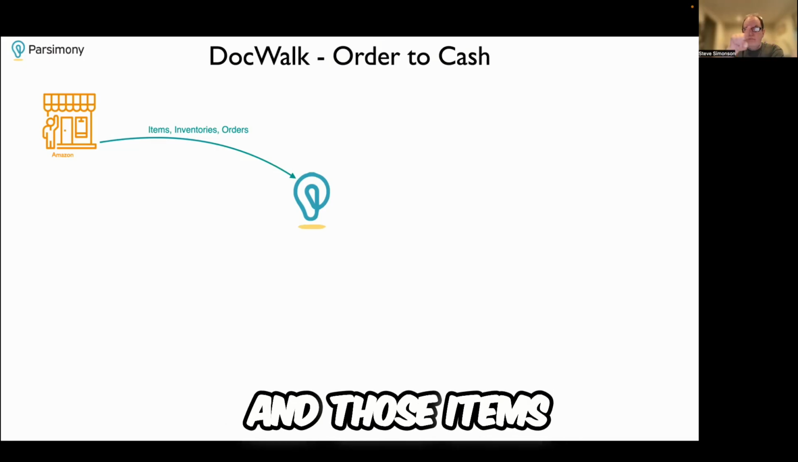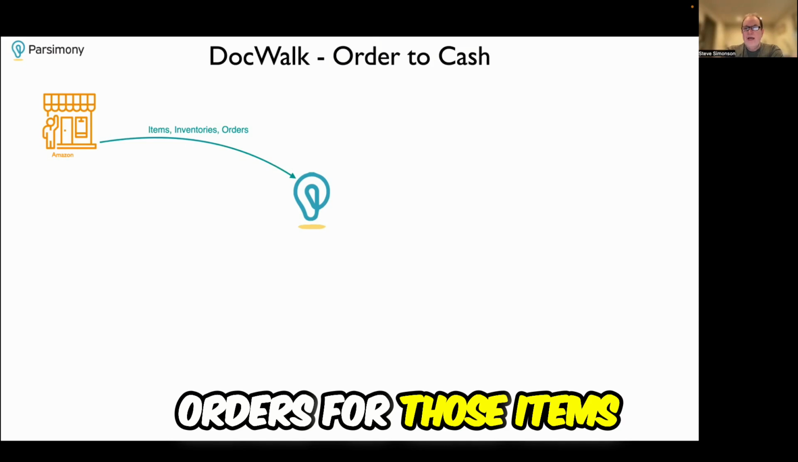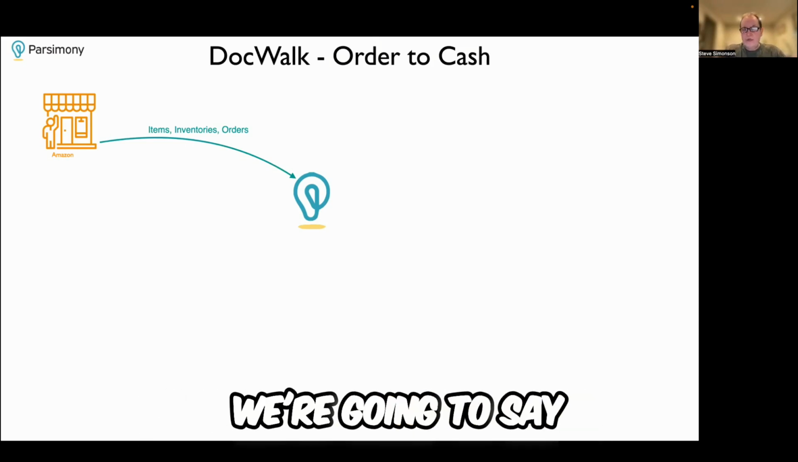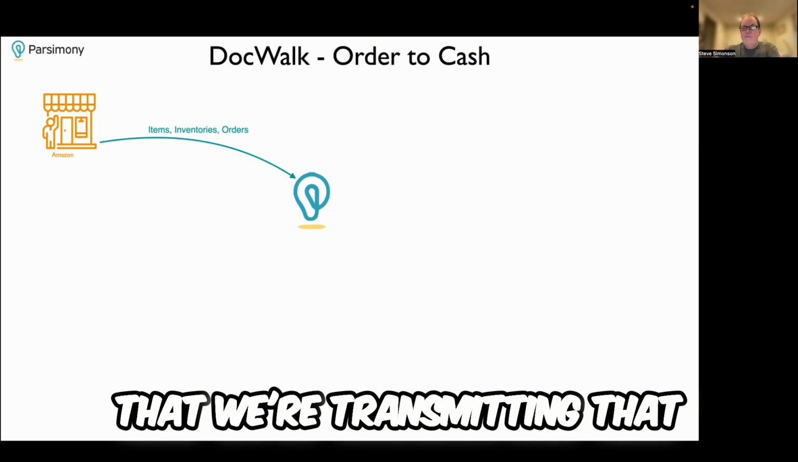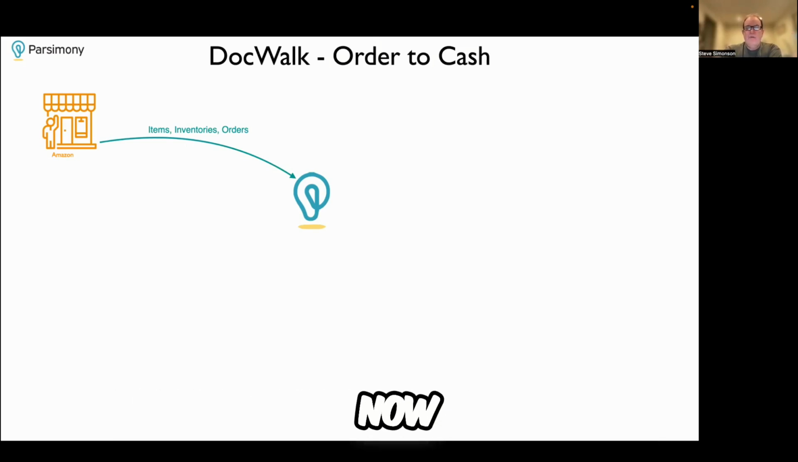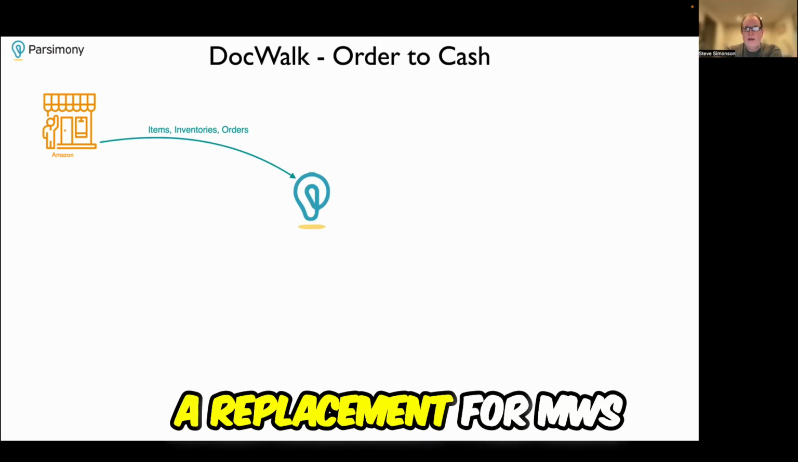And those items, the inventory of those items and the related orders for those items have to get transmitted to something. For the visual folks, we're going to say that we're transmitting that via the SP API from Amazon to Parsimony.